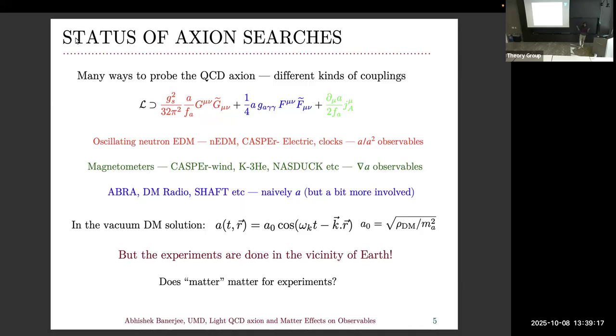So the first question that we asked, and that's the name of the paper that we wrote with a lot of people this year, is: does matter, or the presence of the Earth, matter? I'm not sure if it's called the Earth, because one Australian guy told me you don't say the Earth, you just say Earth. So please correct me. Is it called the Earth or Earth? Both sound fine. Okay, so the experiments are done in the vicinity of the Earth, and so the first question that we should ask ourselves is, does matter, or Earth in this case, matter for the experiment? Okay, so that's the explanation of the name of the paper. Fine. So I'll go through all this.